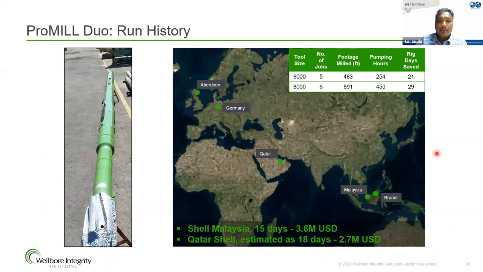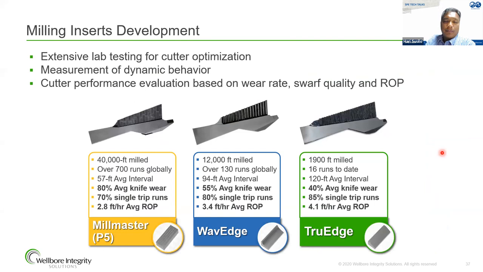So this is the run story that we have so far, but we haven't included Brunei since it was just 3 months ago. Apart from section milling, we also need to touch on the milling technology. If you can see on the screen, on the very left side, we call it a Mill Master or P5 insert, which is a button that we put on the blades. This is the one that cuts and mills the casing. On the very left-hand side is the old model, where, as you know, the ROP is normally between 2.8, maximum normally 3 or 3.5 feet per hour.